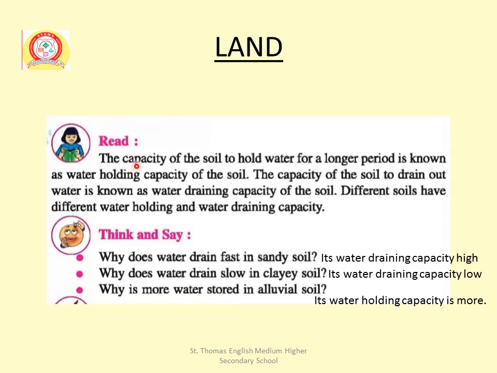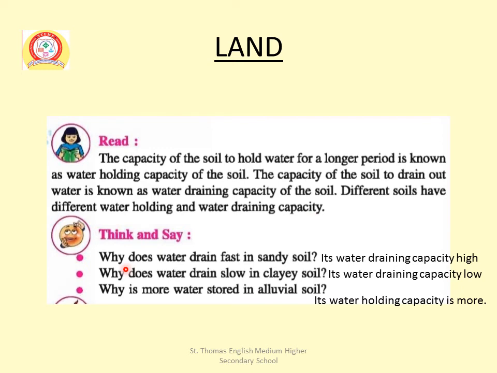Now the capacity of the soil to hold water for a longer period is known as water holding capacity of the soil. The capacity of the soil to drain out water is known as water draining capacity of the soil. Different soils have different water holding and water draining capacity.